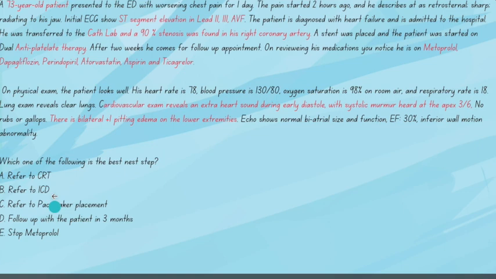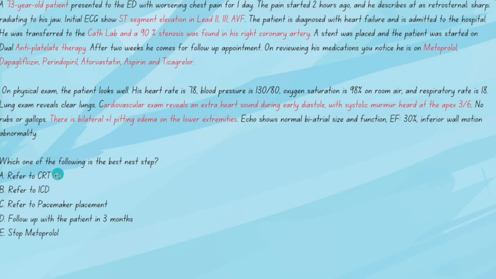Refer to CRT. We don't have an ECG. We don't have wide QRS complexes. So we can't choose CRT. Refer for pacemaker. We don't have a cardiac block. We don't have AV block. We don't have symptomatic second degree heart block. We don't have third degree heart block. So pacemaker is not the answer.